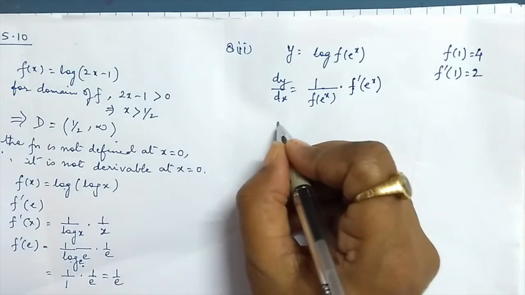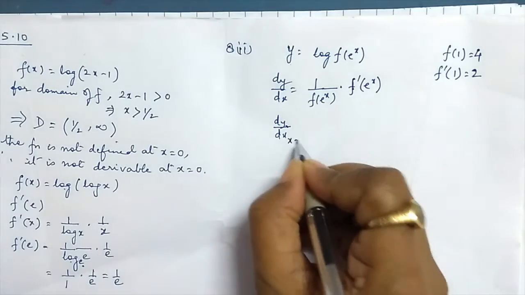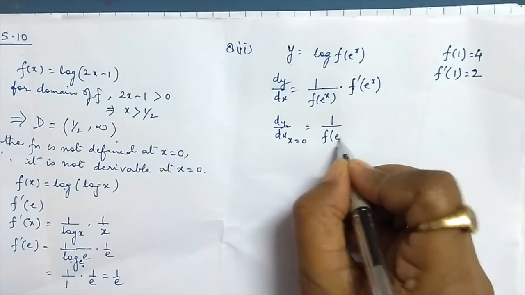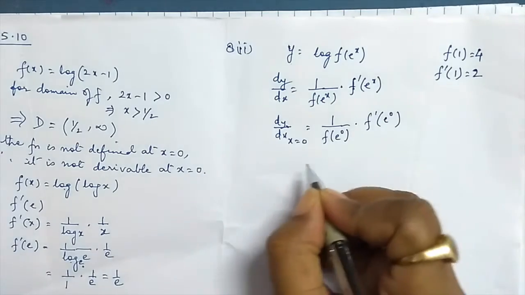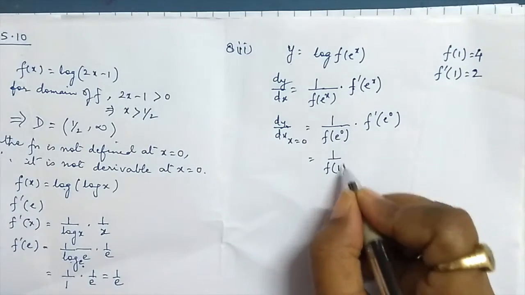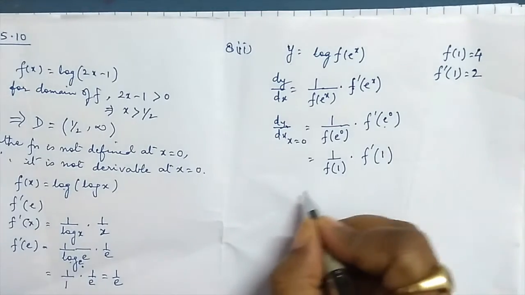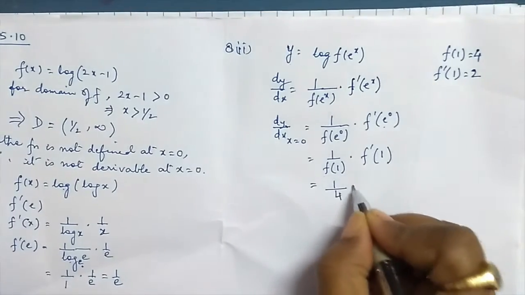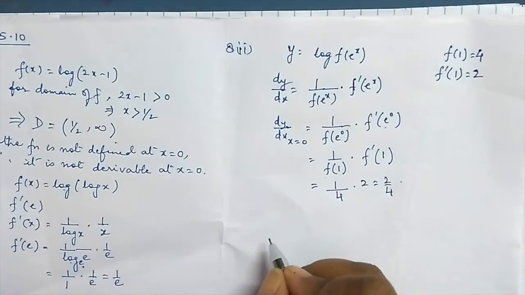Now you have to get dy by dx at x equals 0. So that means 1 upon f of e to the power of 0 times f dash of e to the power of 0. 1 upon f of e to the power of 0 is 1 upon f of 1, and f dash of e to the power of 0 is f dash of 1. Now just substitute the two values which have been given to you. f of 1 has been given as 4, f dash of 1 has been given as 2. So your answer is 2 by 4.